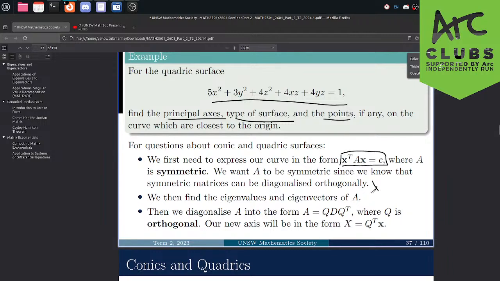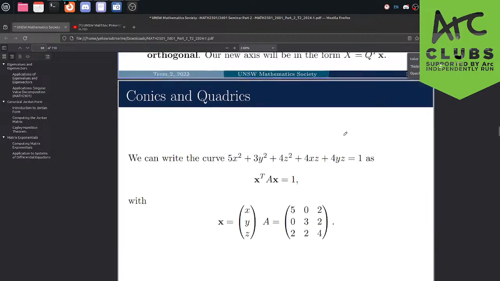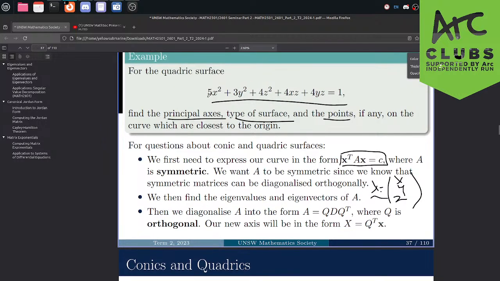So x is going to be a vector of the variables x, y, and z, like this. So that's going to be the vector x, and it turns out when you multiply this entire thing out, which we'll show, you can express any quadric surface, like for example this one.